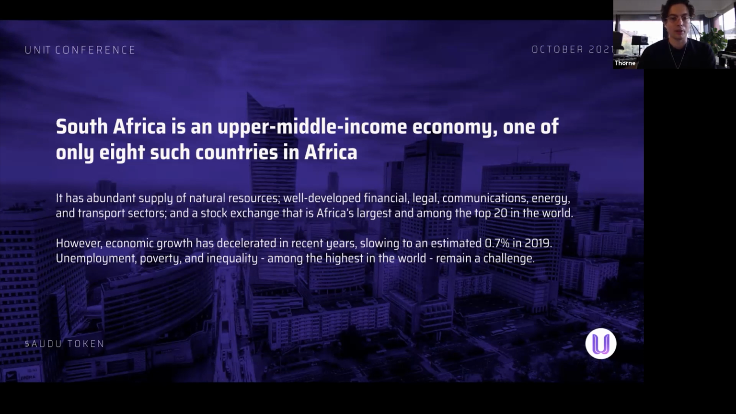However, the economic growth has decelerated in recent years, slowing to an estimated 0.7% in 2019. So that's growth of GDP, just by the way. Unemployment, poverty, and inequality are still amongst the highest in the world and remain a definite challenge.